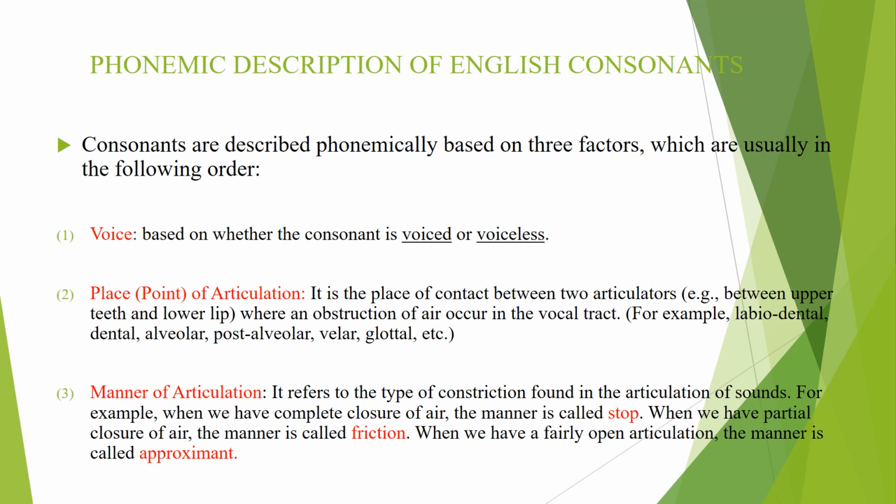Now, what do we mean by voice? By voice, we mean whether the consonant is voiced or voiceless. Place of articulation is the place of contact between two articulators. For example, the upper teeth and the lower lip, when we produce f and v, where an obstruction of air occurs in the vocal tract.